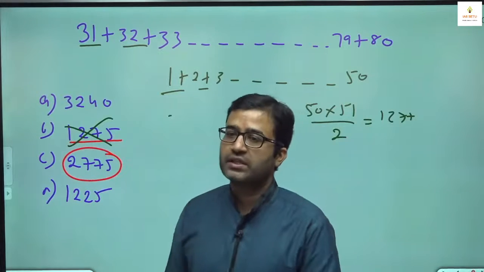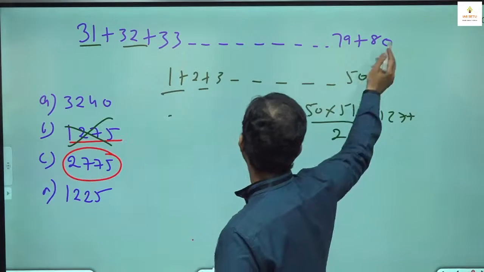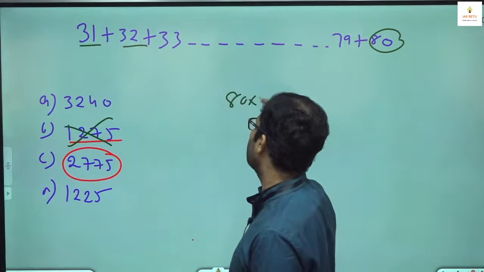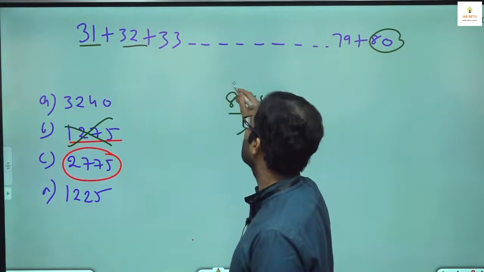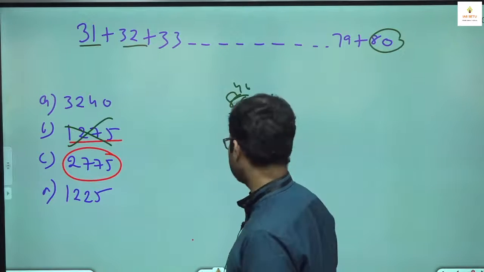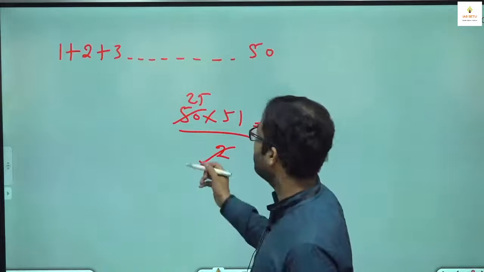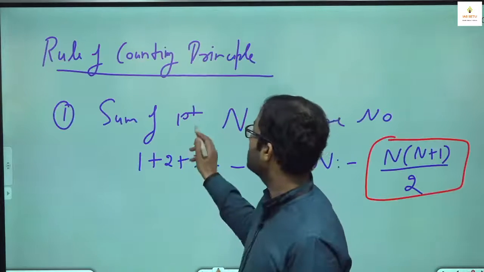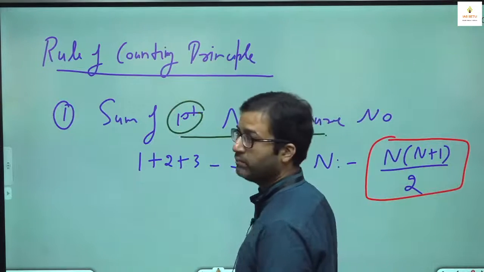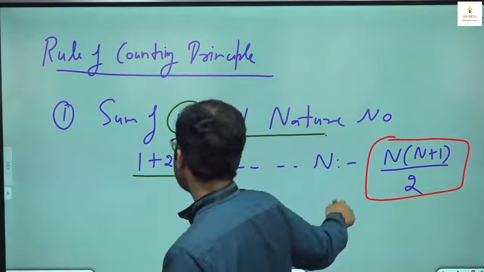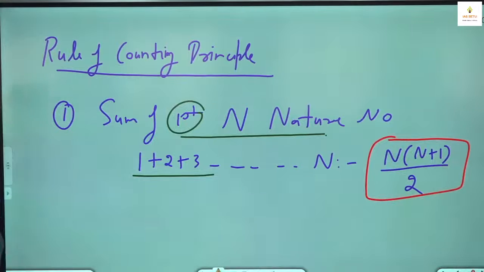Those who have given answer as 3240, you have taken this as 80. Then you have done 80 into 81 divided by 2. So you have given answer 3240. But if you read this rule carefully, it is given sum of first n natural number. Here my series should start from 1. You can apply this formula if your series start from 1, then only 1 2 3 4 up to 80.